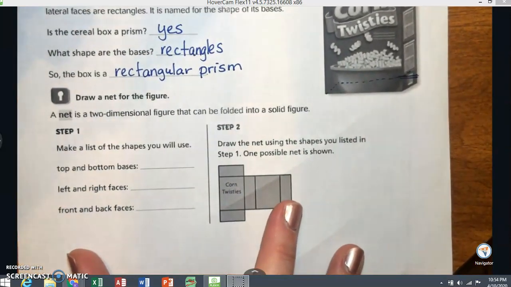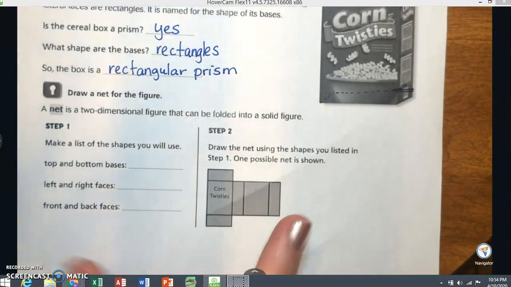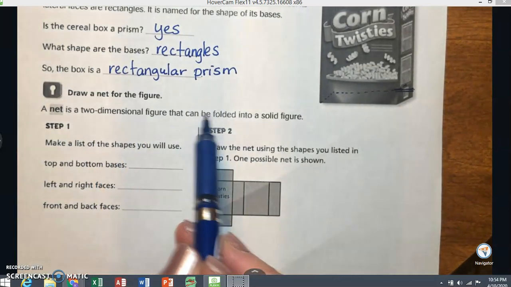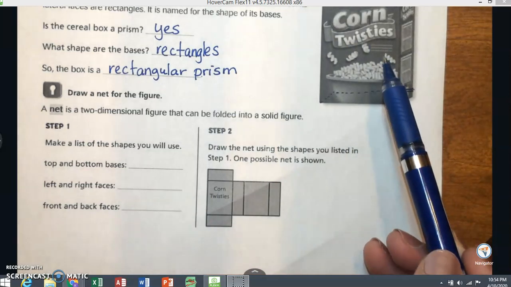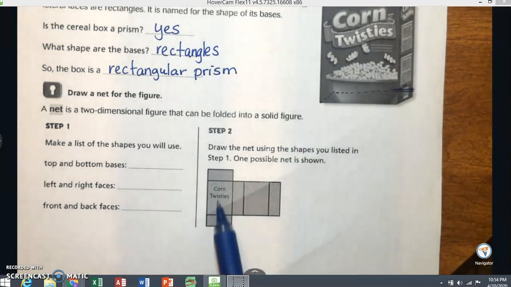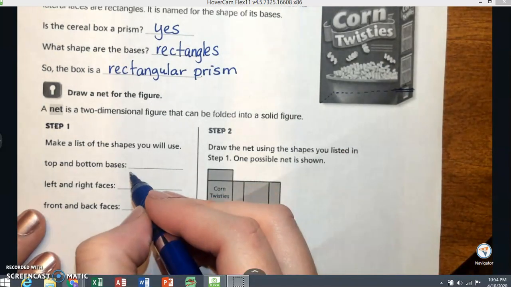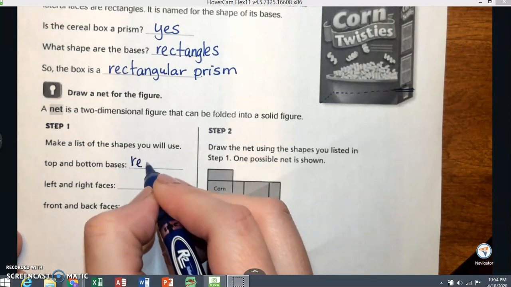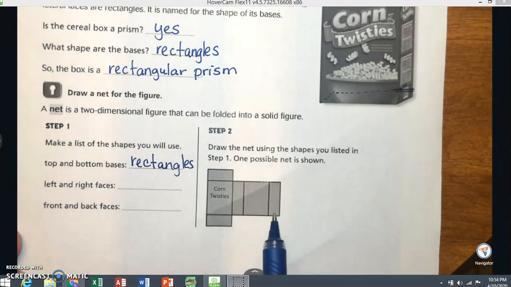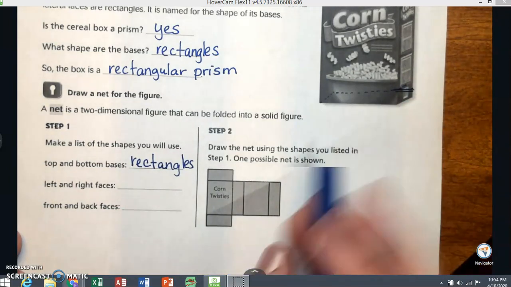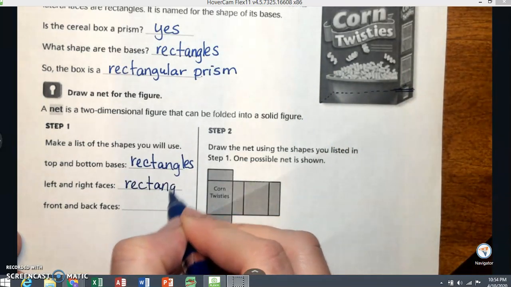Alright, so now they want us to draw a net for our rectangular prism. A net is a two-dimensional figure that can be folded into a solid figure. So in this case, if we were to take this cereal box and cut it so we could lay it flat, this is one way we might see it. Both the top and the bottom would be rectangles. Our left and right faces, which would be this side here and the other side, are smaller rectangles, but they're also rectangles.